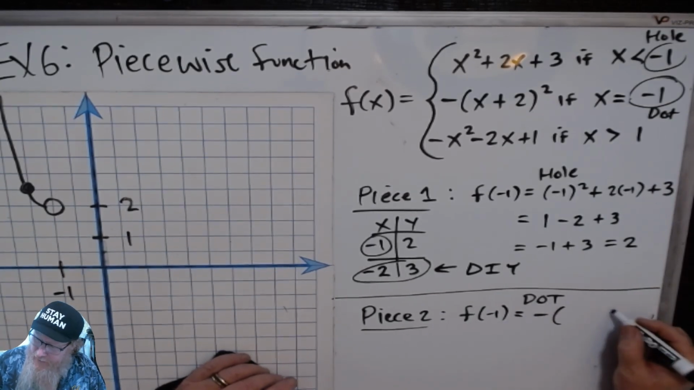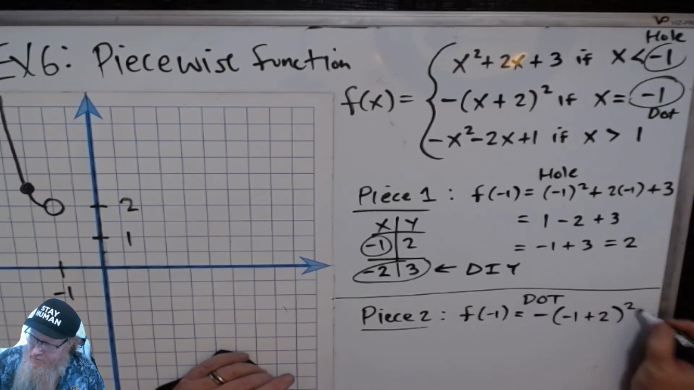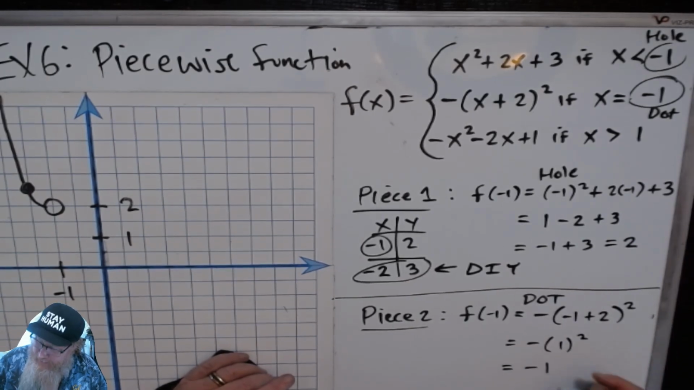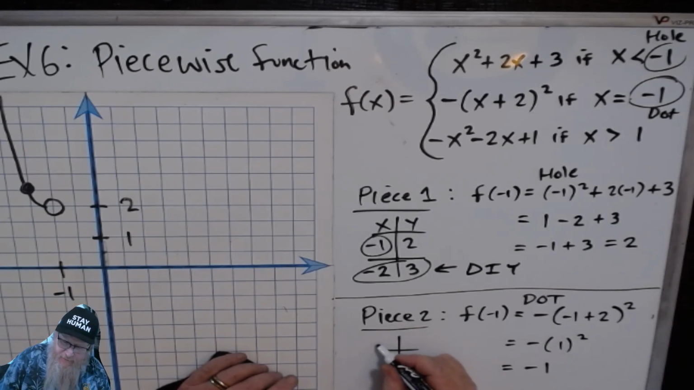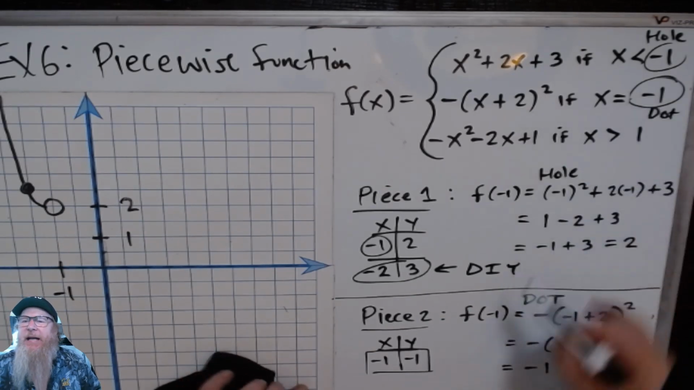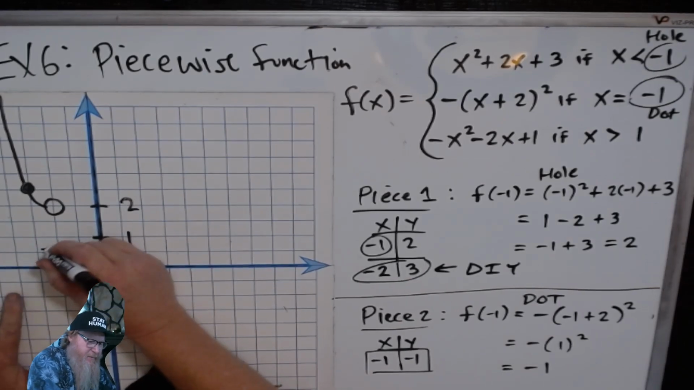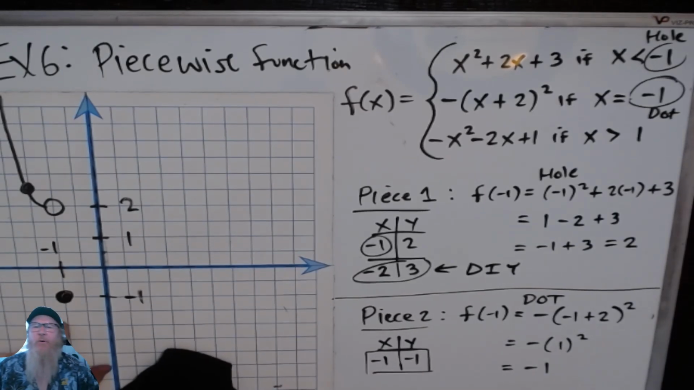So I've got a negative on the outside of the parentheses, then -1 plus 2 squared, which is -1 squared. Again, now this negative is outside the parentheses, so it's -1. All right. Since it's just equal to -1, it's just one row, -1, -1. So there is a dot at -1, -1.